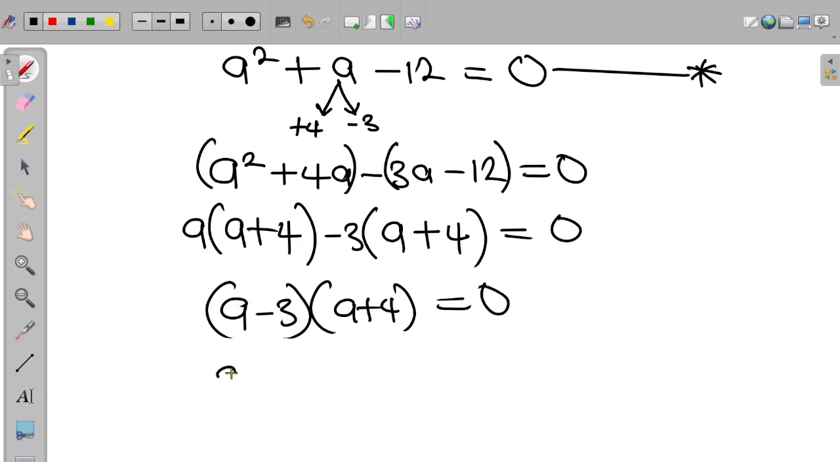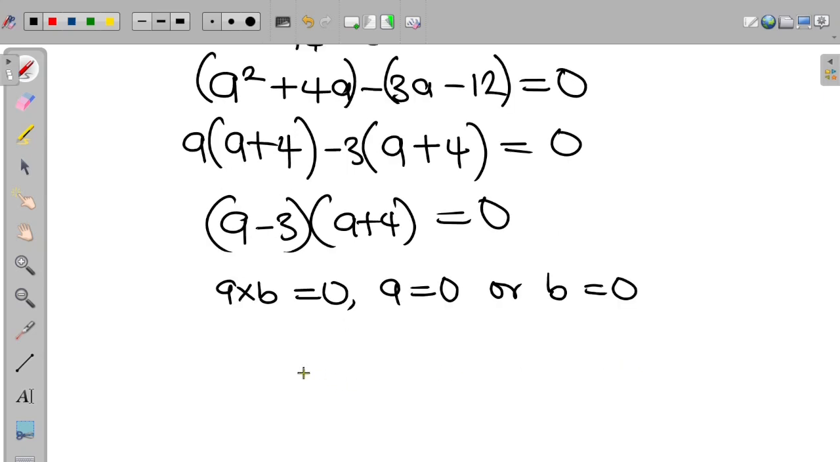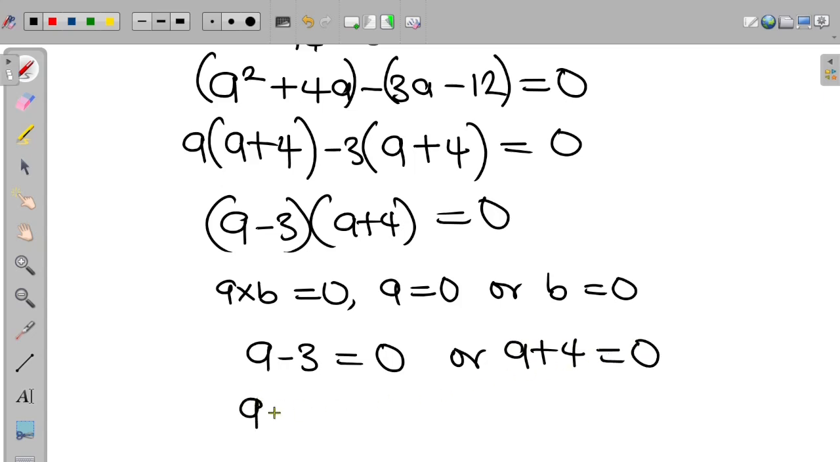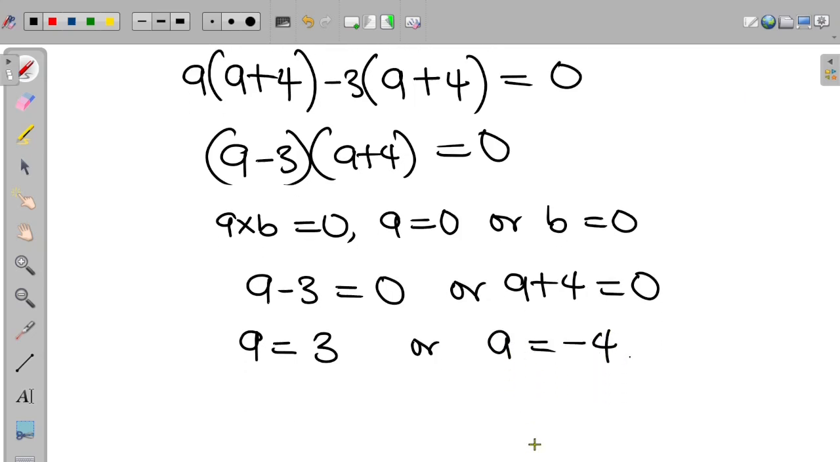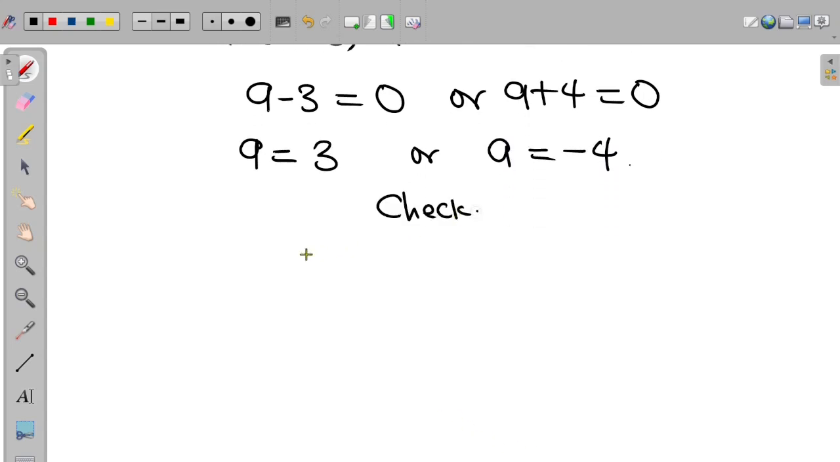Now recall that if a multiplied by b is equal to 0, it follows that a is equal to 0 or b is equal to 0. So therefore, we have it that a minus 3 is equal to 0 or a plus 4 is equal to 0. Thus, a is equal to 3 or a is equal to negative 4. Now, let's check if our values are correct. So at this point, we will check for a equal to 3 and we check for a equal to negative 4.